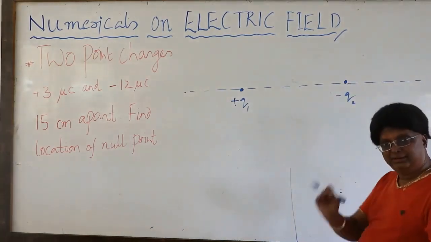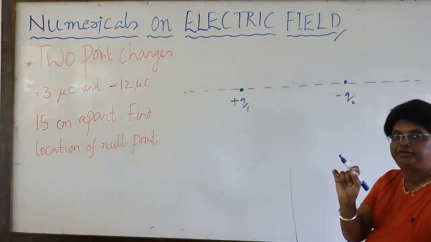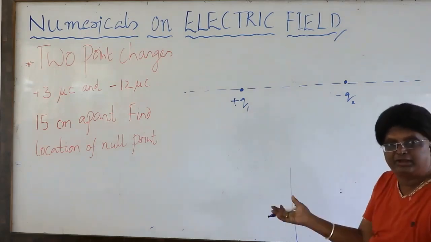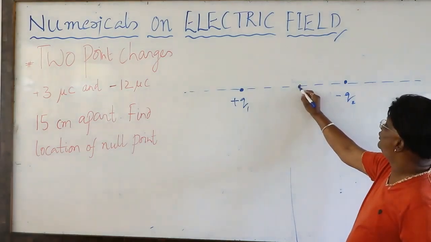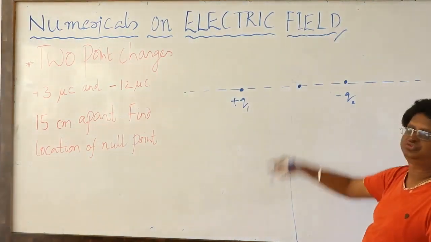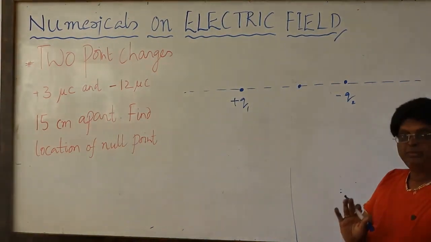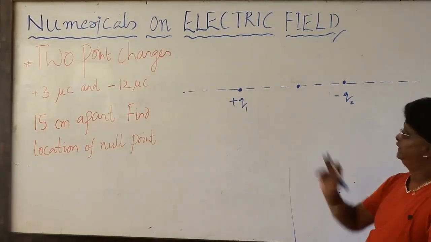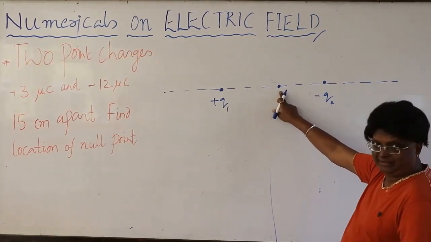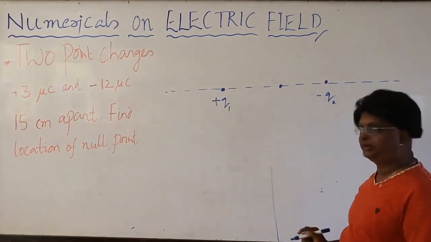Earlier we examined the three different locations. Here also let us do the same. Supposing I consider a point in between the two charges. Remember again, I am doing it for a point on the line joining only. This time if I consider this as between, then you see what happened.